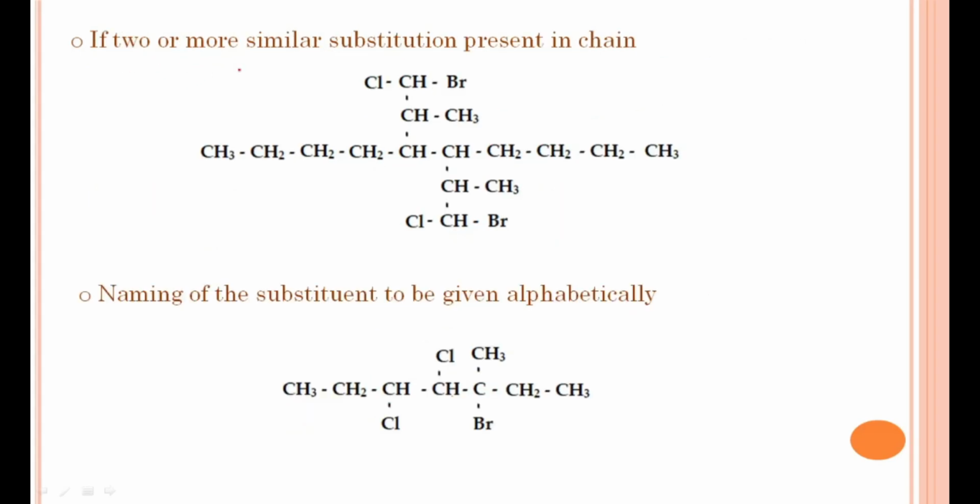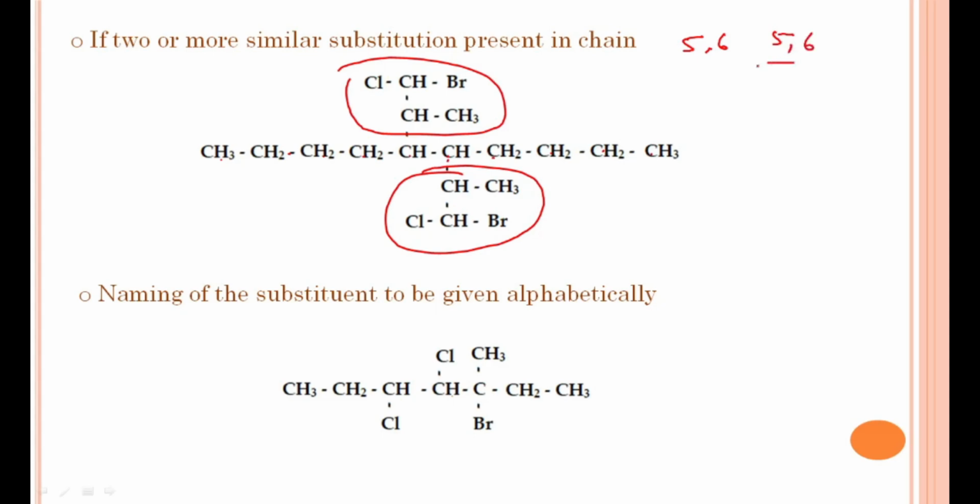Okay, come to the next rule. If two or more similar substitutions are present in the chain, then how to give the naming and numbering? If you see that this substitution and these substitutions are similar, attached to the main chain. This is the main chain. Now first of all we have to give the numbering of the main chain by which the substitution gets the lowest number. So if you follow this numbering, 1 2 3 4 5, fifth position it is there, sixth position it is there. If you follow this one, 1 2 3 4 5, 5 and 6. So anyway we can follow the numbering. Let's start the numbering from this side.